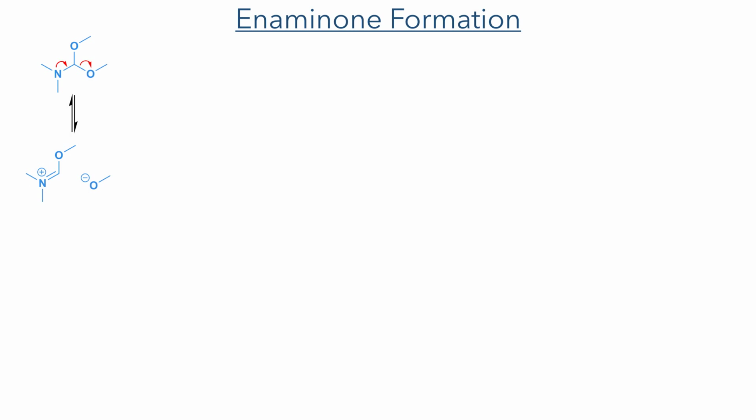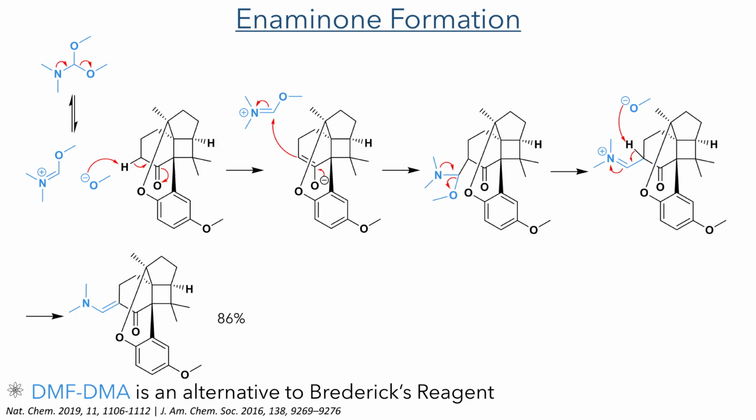This was carried out using dimethylformamide dimethylacetal, which is an alternative to Bredereck's reagent. This compound is in equilibrium with an iminium and methoxide species. This methoxide can deprotonate the alpha position, forming an enolate, which then nucleophilically attacks the iminium. The hemiaminal produced by this attack then eliminates another equivalent of methoxide, which once again deprotonates the alpha position, forming the target enamine in an 86% yield.